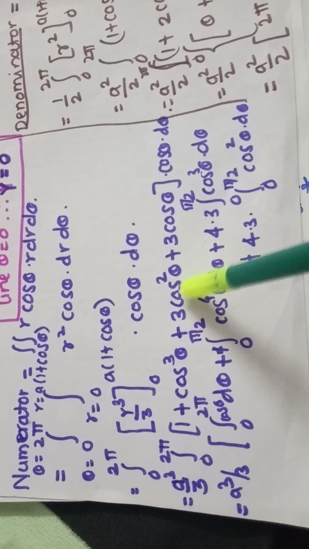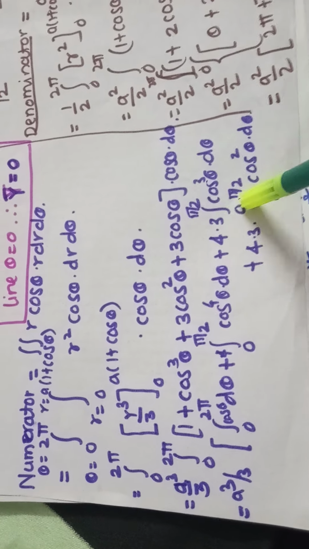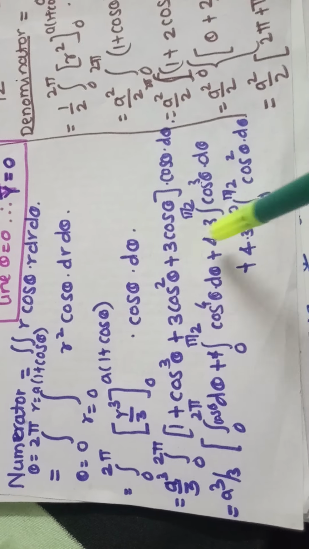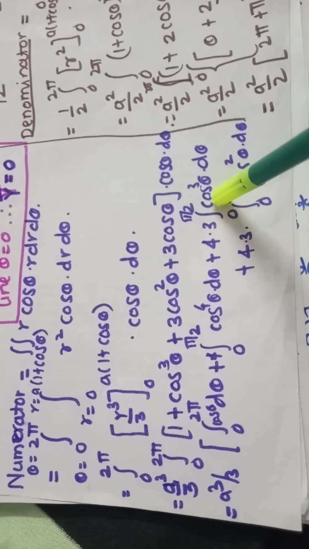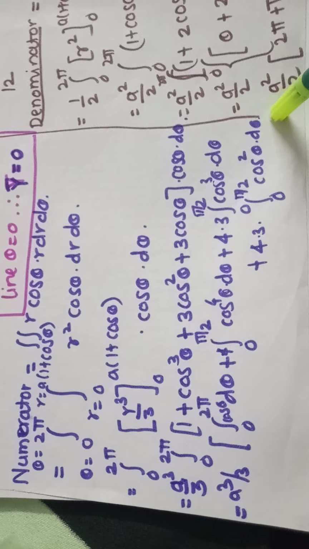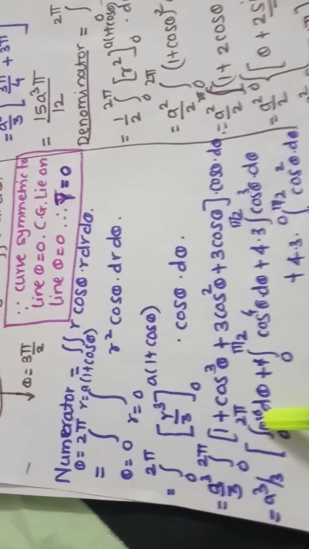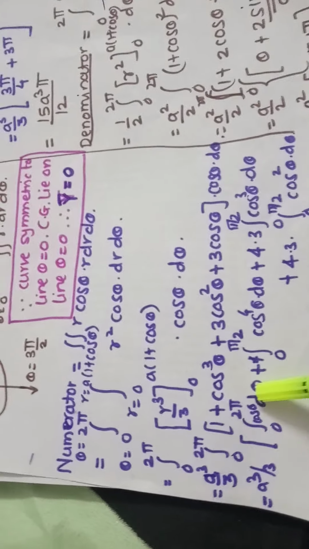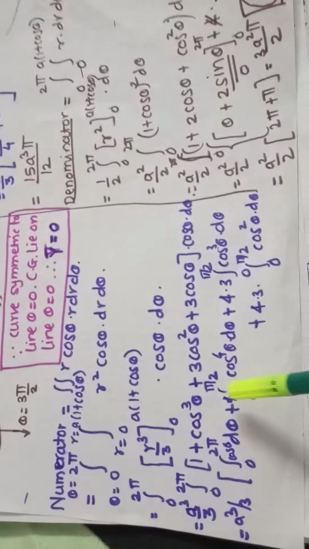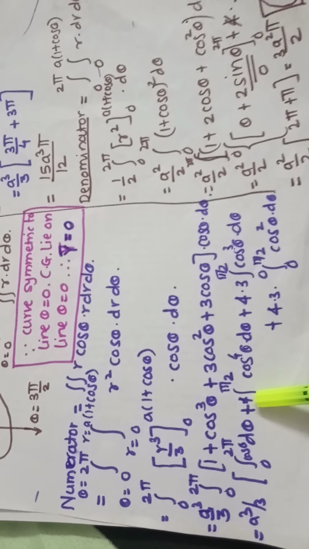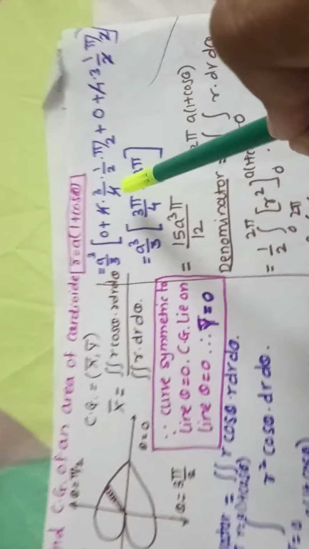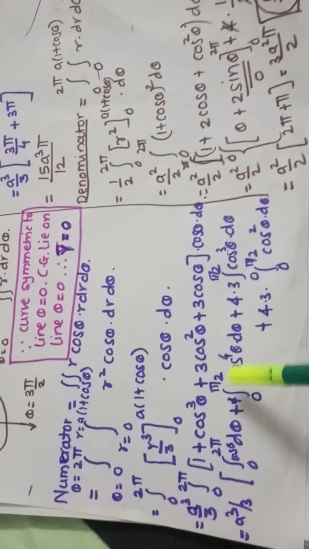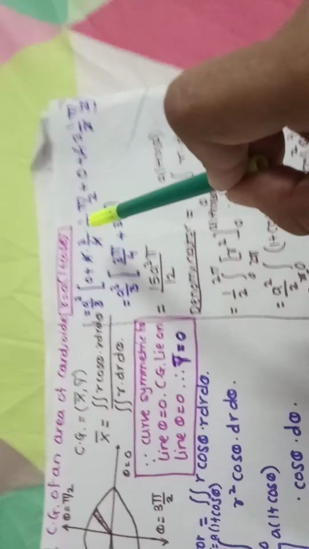Next, this 3 as it is, 4 into the integration from 0 to pi by 2 of cos cube theta d theta. Next, this 3 as it is, 4 into the integration from 0 to pi by 2 of cos square theta d theta. Now if you put in the values, cos 2 pi is 1 and cos 0 is 1, so the integration of this term is 0. Now 4 as it is, then using the reduction formula with n equal to 4, write n in the denominator: 4 3 2 1, since it is even, into pi by 2. So for this integration we have this value.